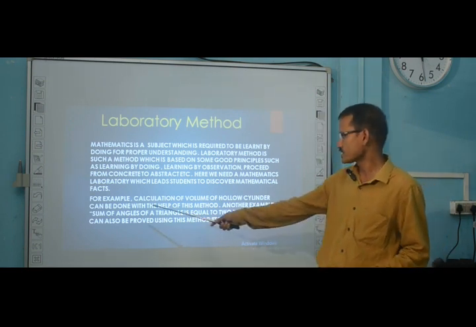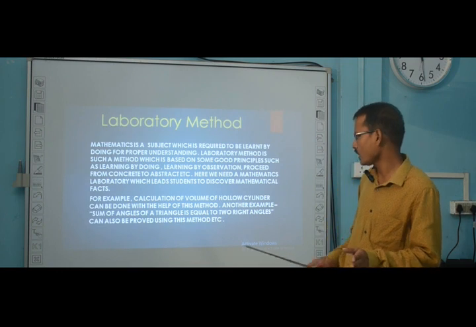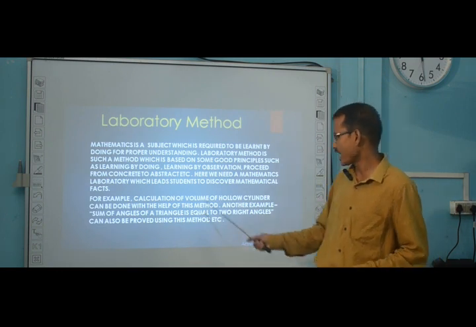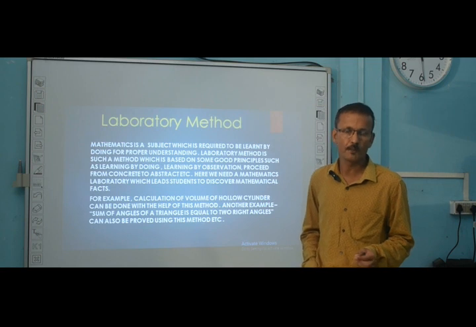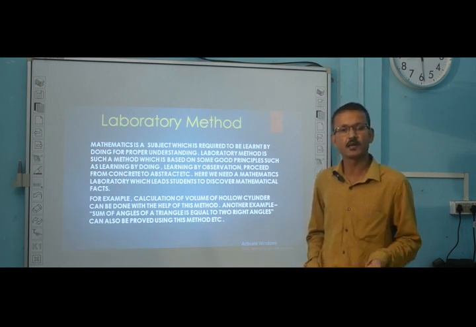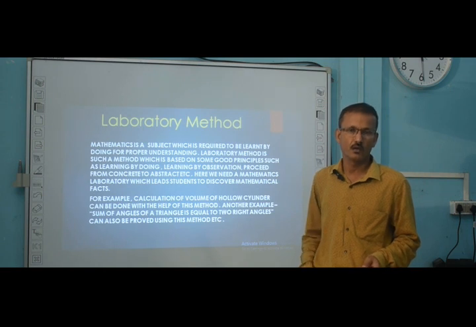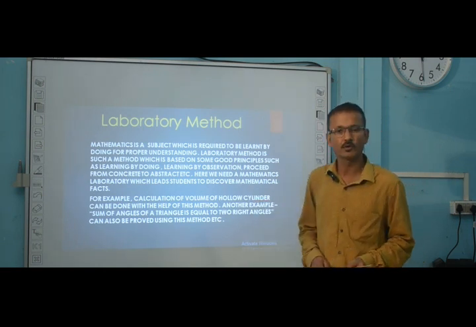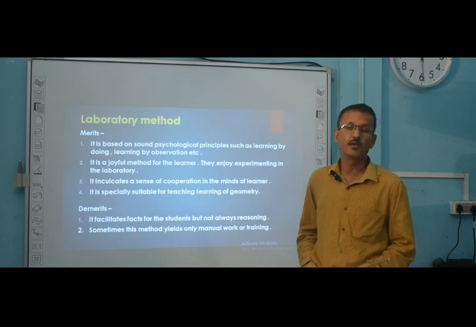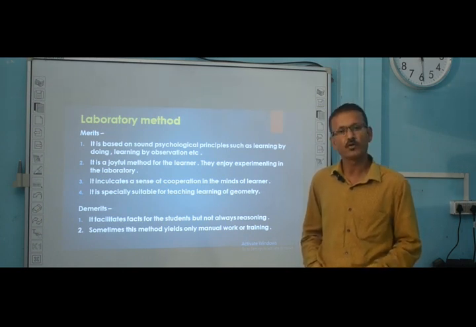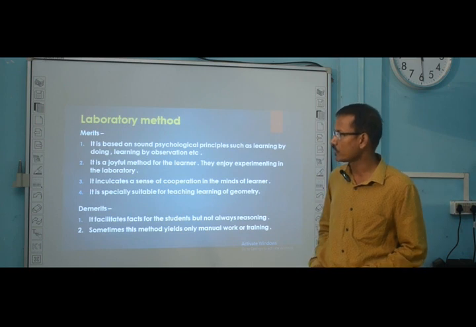Another may be, say, the sum of the angles of a triangle is equal to 2 right angles. So the sum of the angles of a triangle is equal to 180 degrees. 180 degrees means equal to 2 right angles. That can also be verified in a proper way by experimenting ourselves in a laboratory. So there are numerous examples where we can use this laboratory method. As usual, there are merits and demerits of the laboratory method. It is not that every topic can be taught with the help of this method. Now we'll discuss its merits and demerits.